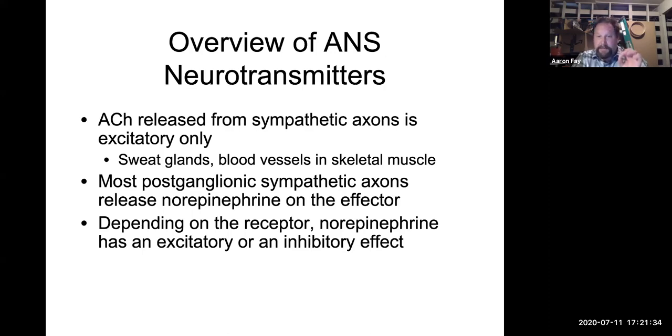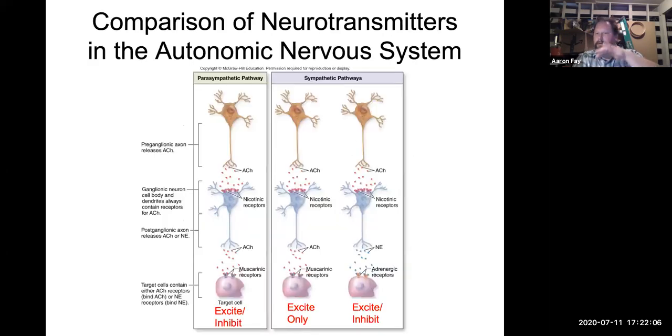Acetylcholine released from sympathetic axons is excitatory only. So if your postganglionic axon is releasing acetylcholine, that only excites the effector. Most postganglionic sympathetic axons actually release norepinephrine and not acetylcholine. Now, if they release norepinephrine, that might excite or inhibit the effector. So let's cut to this picture, which has everything, I think, nicely summarized. What I just said in words is confusing because your brain is tired.